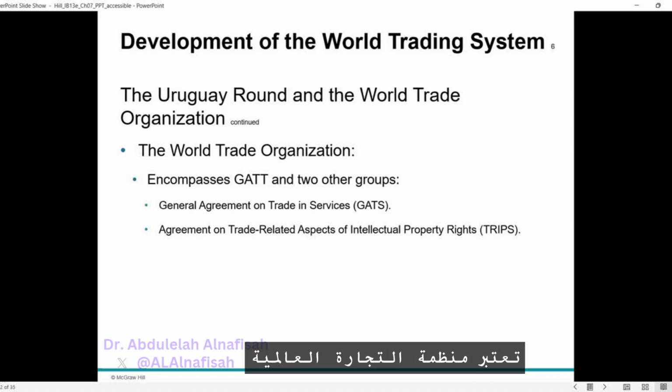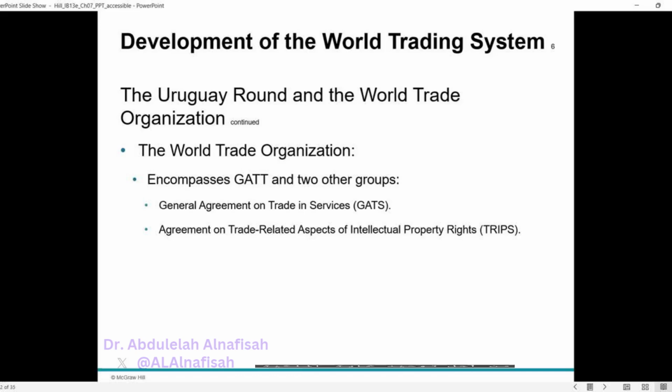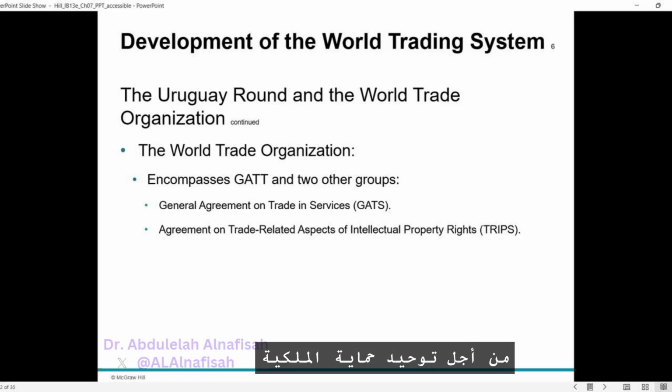The WTO serves as an overarching organization that includes GATT and 2 new agreements: the General Agreement on Trade in Services, GATS, for extending free trade to services, and the Agreement on Trade-Related Aspects of Intellectual Property Rights, TRIPS, to harmonize global intellectual property protections. The WTO is responsible for arbitrating trade disputes and monitoring member countries' trade policies.